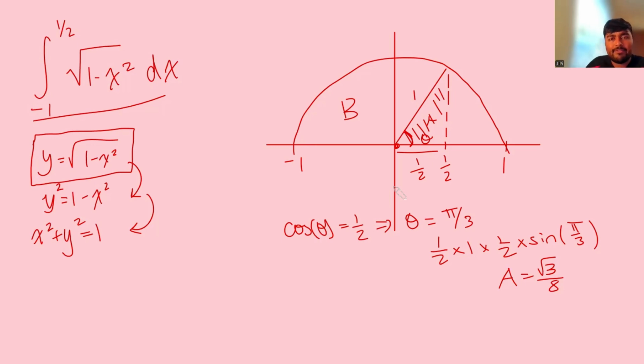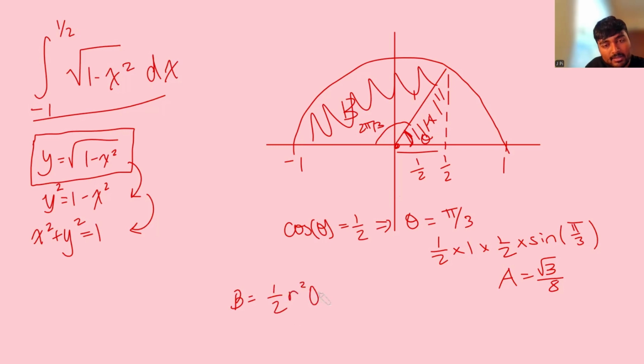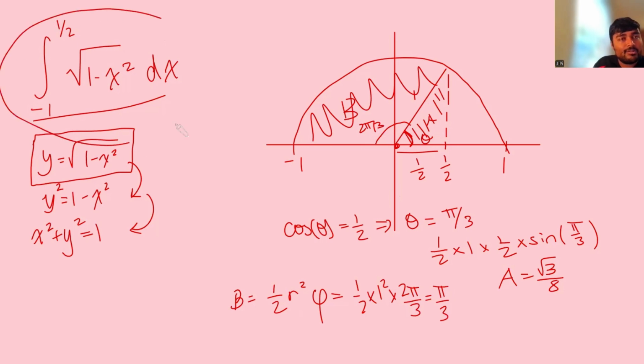So that is the value of A. Okay, cool. What about the value of B? So this area here. Well, if theta is pi by 3, that means that angle there must be 2 pi by 3. And so for the area of B, we can just use a half times r squared times theta. Well, probably shouldn't use theta here. I'll call it phi. So half r squared phi, which is a half, times 1 squared times the angle, which is 2 pi by 3. And that's going to be pi by 3. And so therefore, this integral up here is simply equal to pi over 3 plus root 3 over 8.